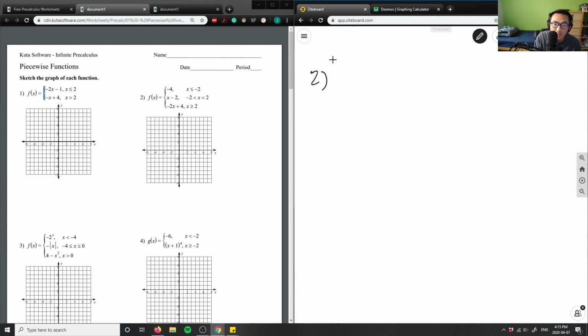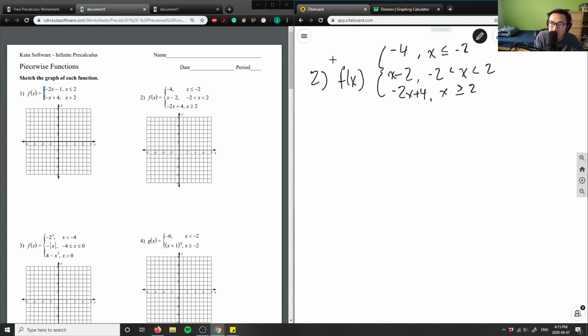Let's do number 2. This is f of x, and this is a three-part piecewise function. So we have here negative 4 if x is less than or equal to negative 2. We have x minus 2 if it's between negative 2 and 2. Sorry, there's no equal here. And then it's negative 2x plus 4 if x is greater than or equal to 2. So let's look at these three things and figure out where you would start graphing this function. I'll draw my graph like this for you and see where I would start.